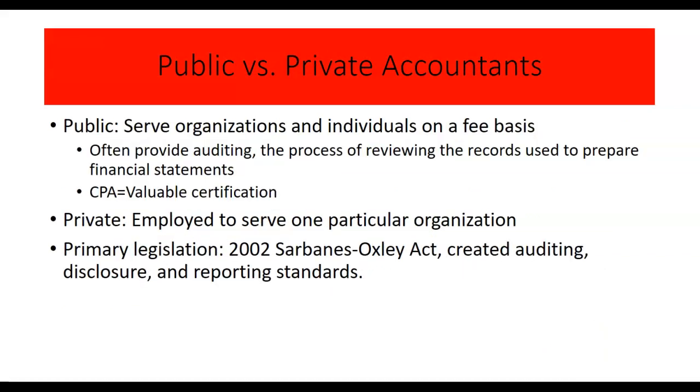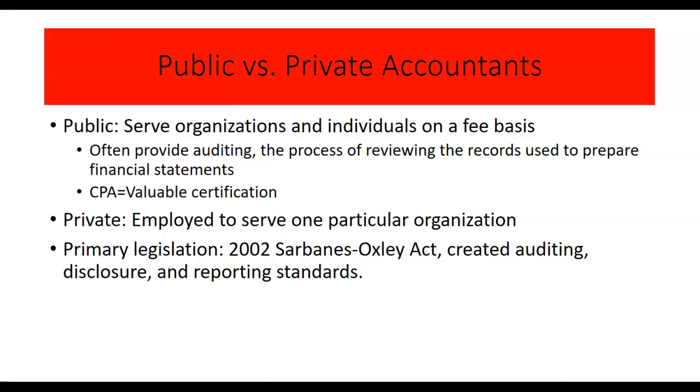So a public accountant is somebody who can work for anybody. If you are for hire, you're a certified public accountant, you can work for anybody. And CPA is a great certification, but you can be a non-CPA public accountant. Private accountants only work for one company. So if you work for Ford Motor Company, you're a private accountant. If you work for Tonkin and Company and you do all kinds of consulting to other organizations, you're a public accountant.